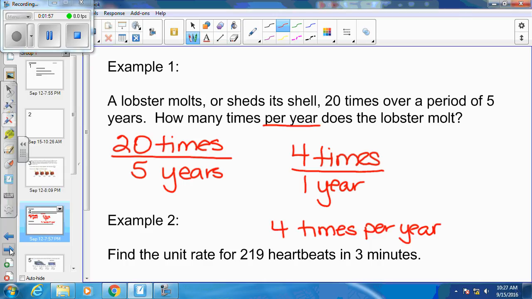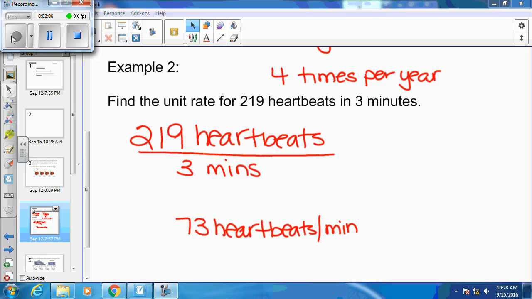I want you to try example 2. Find the unit rate for 219 heartbeats in 3 minutes. For this example, I did 219 heartbeats divided by 3 minutes, which gave me 73 heartbeats per minute.